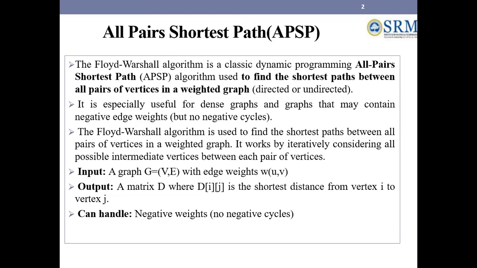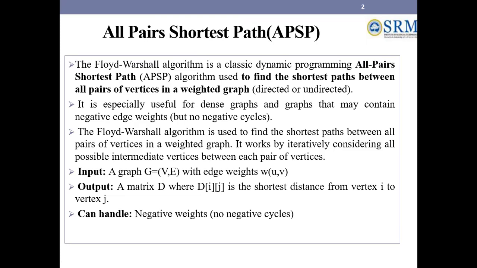Here the input is graph G, a collection of vertices and edges. Edge weight is called W between two vertices U and V. That is weight. Output is a matrix. This output matrix D has shortest path between every pair of vertices. The result is represented in the form of n cross n matrix, and D of i j is the shortest path between the vertex i and j.